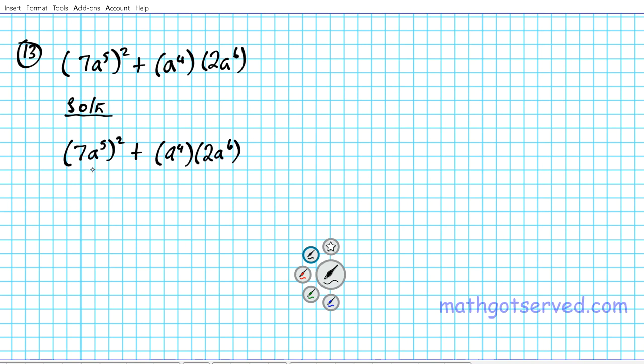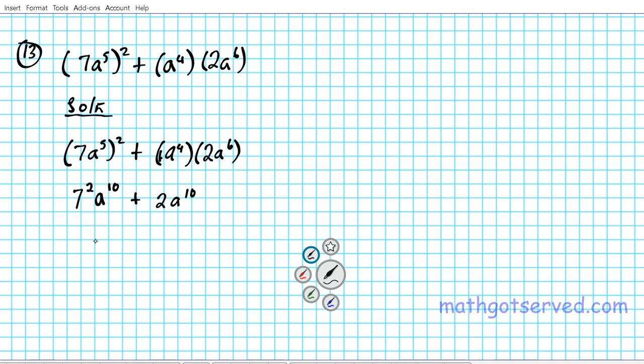Now the first one, we're raising 7a to the 5th to the second power, so that's going to be 7 squared, a to the 5 times 2, which is 10. Plus, now in this one right here, we're just multiplying, right? So you have a 1 here, so 1 times 2 is 2, a to the 4 plus 6, which is 10. Applying the product property of exponents, you just add the powers.